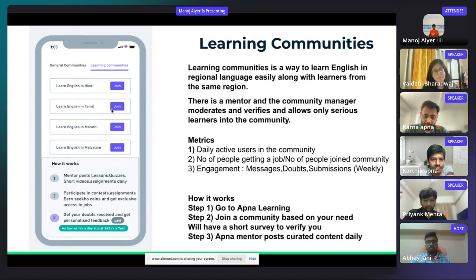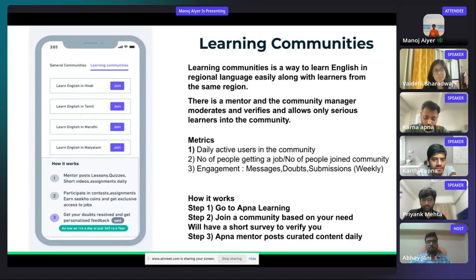So these are the places where people can learn English in their regional languages and they can join the communities in whichever they want. And how this will happen is each community will have a mentor and a community manager who verifies and allows only serious learners into the community.